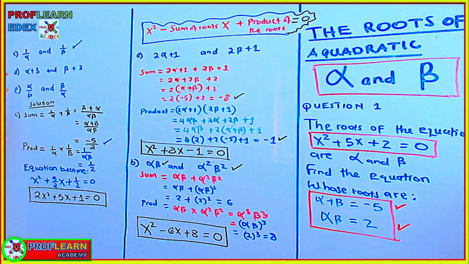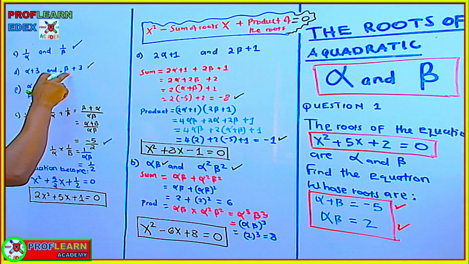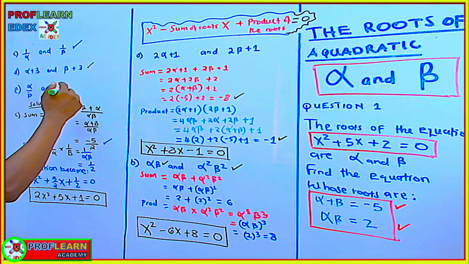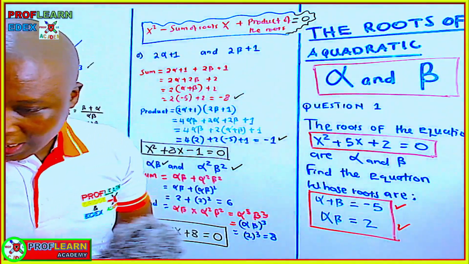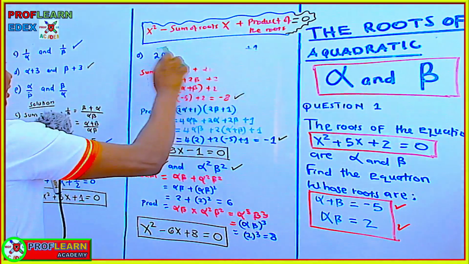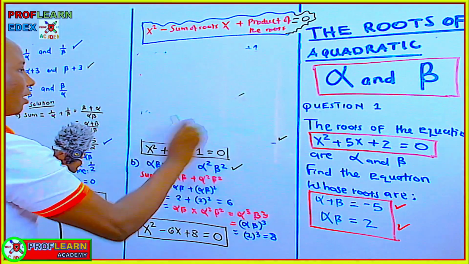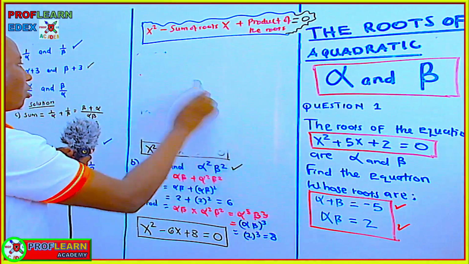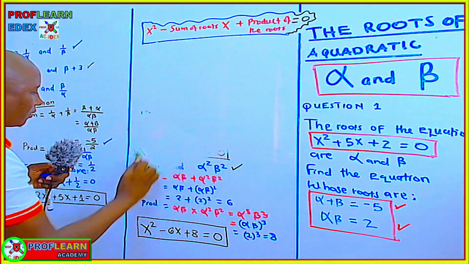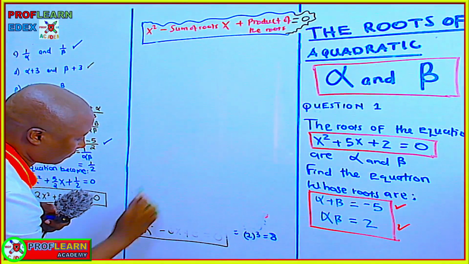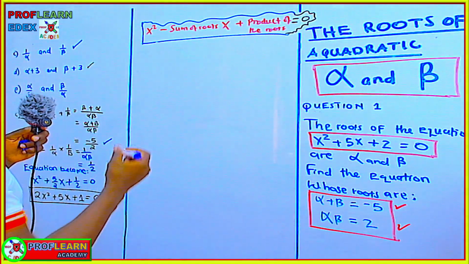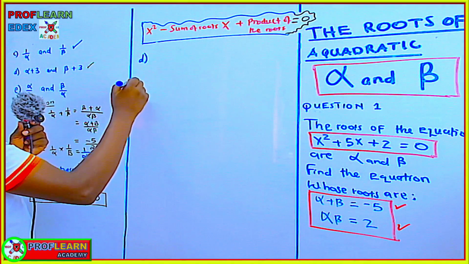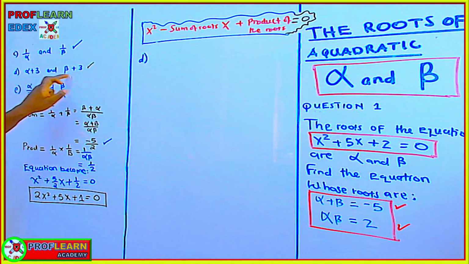So we need also to work out this one, whereby we need to find the equation whose roots are alpha plus 3 and beta plus 3 as well. So what I'll do, I'll try and make use of this space that I have here, so that we can see how to go about that. How do we go about that? Now in part D, we need to find the sum of these two roots.